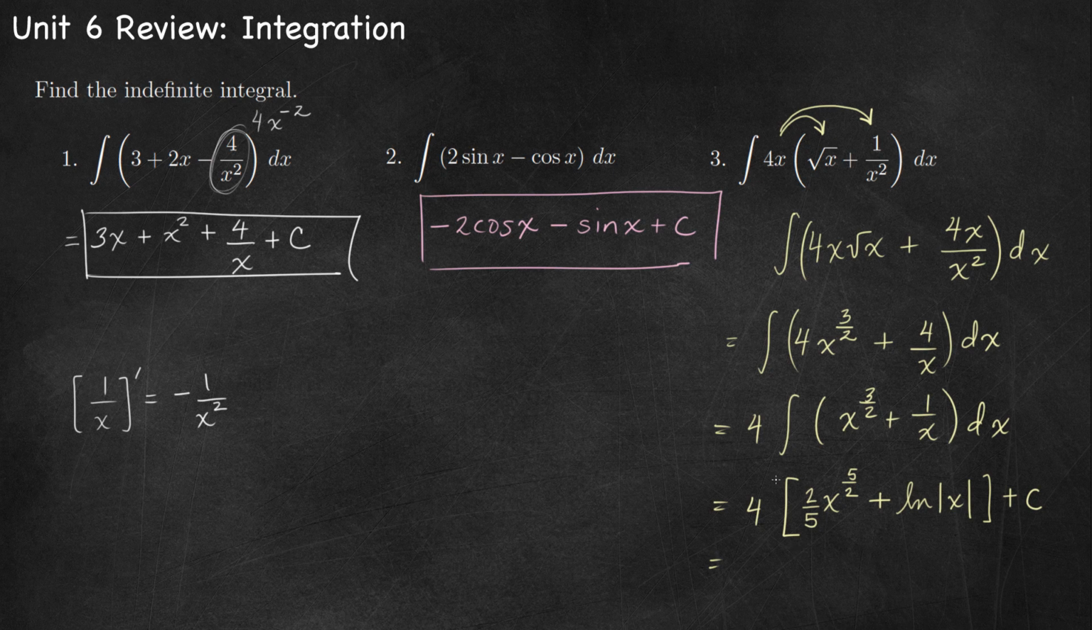So now I can distribute the 4 in here, and I get 8 over 5 x to the 5/2 plus 4 ln absolute value of x plus c. Now, if we had the plus c inside of our brackets and we distributed the 4, you can write plus 4c. That's completely fine. But 4 times c is still just a constant. So it's okay to still just call that plus c.